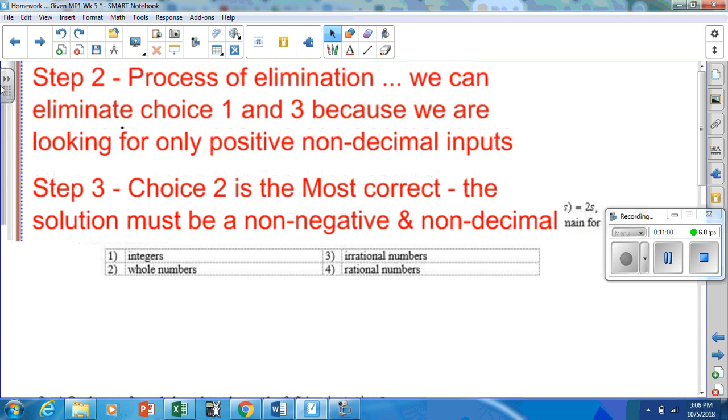number 2. How do we come to 2? Well, we're going to eliminate choices 1 and 3 because it can't be a negative, and we don't want a pi sandwich or a square root of 2 sandwich. 4 is a rational number, but we could have decimals. We just really want a whole number. We want a non-negative, non-decimal number. That makes the most sense. All right.